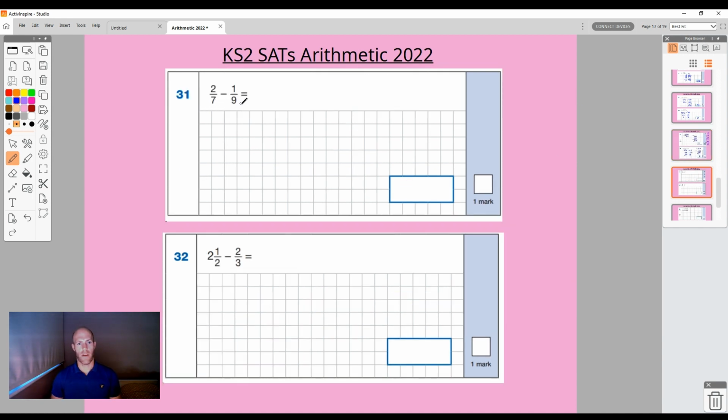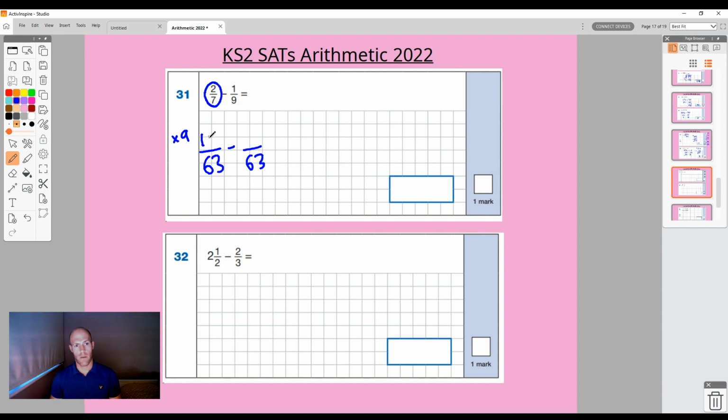Okay, I've got a 7 and a 9. I can't easily make one same as the other. So what's going to be the lowest common multiple? Well, to get that, I can just multiply those numbers together to 63. I can't think of a better way to do it. 63, 63. Make sure I've got my minus in there. Put a circle around it. 7 times 9 is 63.